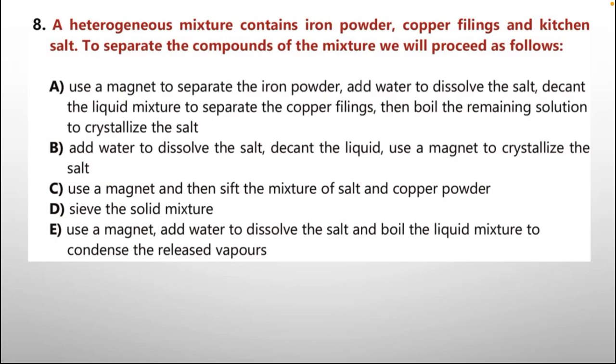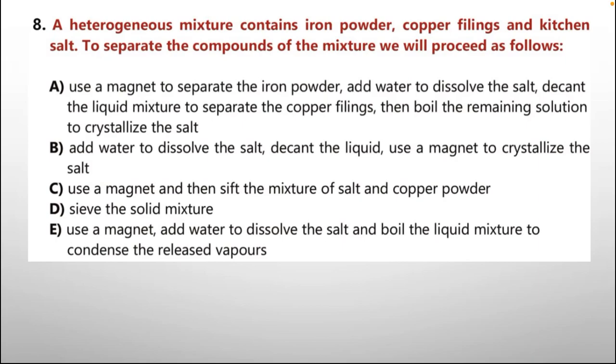Moving on, question number 8. A heterogeneous mixture contains iron powder, copper filings, and kitchen salt. To separate the components of the mixture, we will proceed as follows. Options are available. A. Use a magnet to separate the iron powder. Add water to dissolve the salt. Decant the liquid mixture to separate the copper filings, then boil the remaining solution to crystallize the salt.